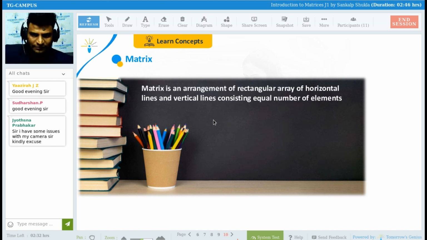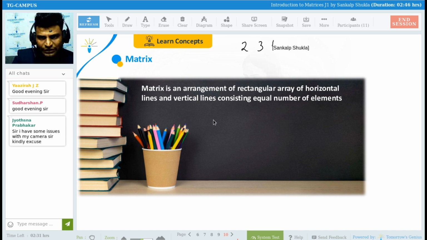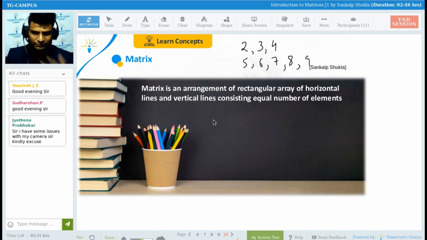Okay, so what do you mean by matrix? A matrix is an arrangement, a rectangular array, of horizontal lines and vertical lines consisting of an equal number of elements. I am damn sure that by this definition you are not going to get anything. So I'll write it for you. See, what do we call elements? Elements are just numbers only. Suppose I have 2, 3, 4, 5, 6, 7, 8, 9, 10. Suppose I have these numbers with me.